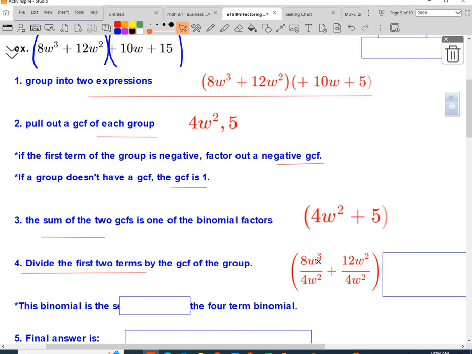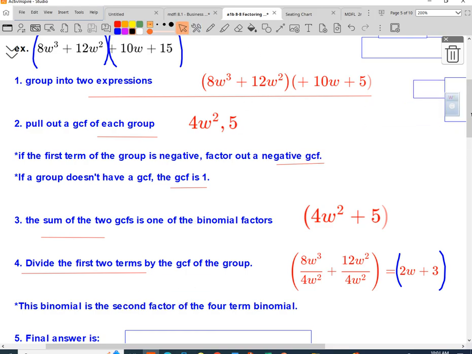Eight divided by 4 is 2. W cubed divided by w squared is just w. 12 divided by 4 is 3, positive. W squared divided by w squared. What's w squared divided by w squared? 1. So this would be 3 times 1, which is just 3. So guess what? That is our second factor. That's it. We've really done it. We're just going to write it in answer form.